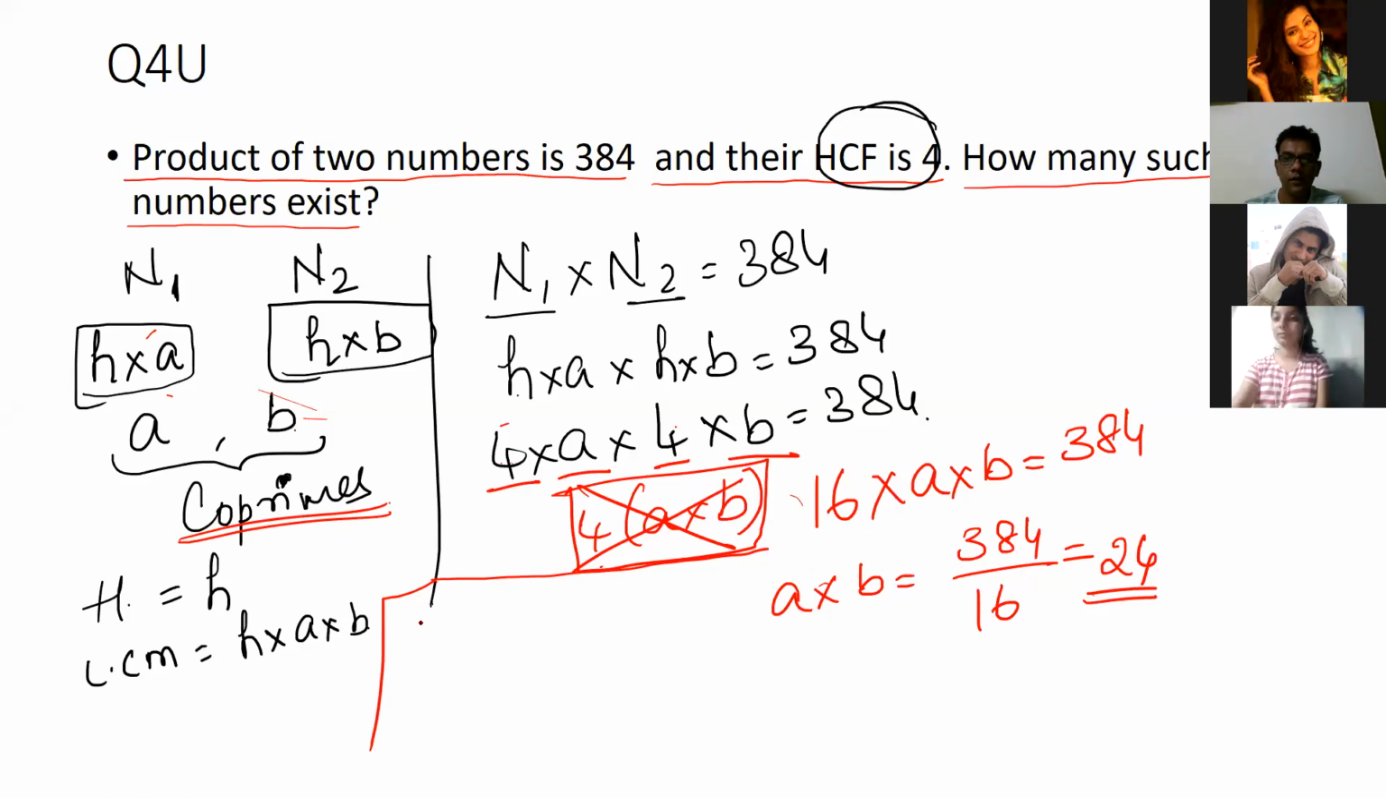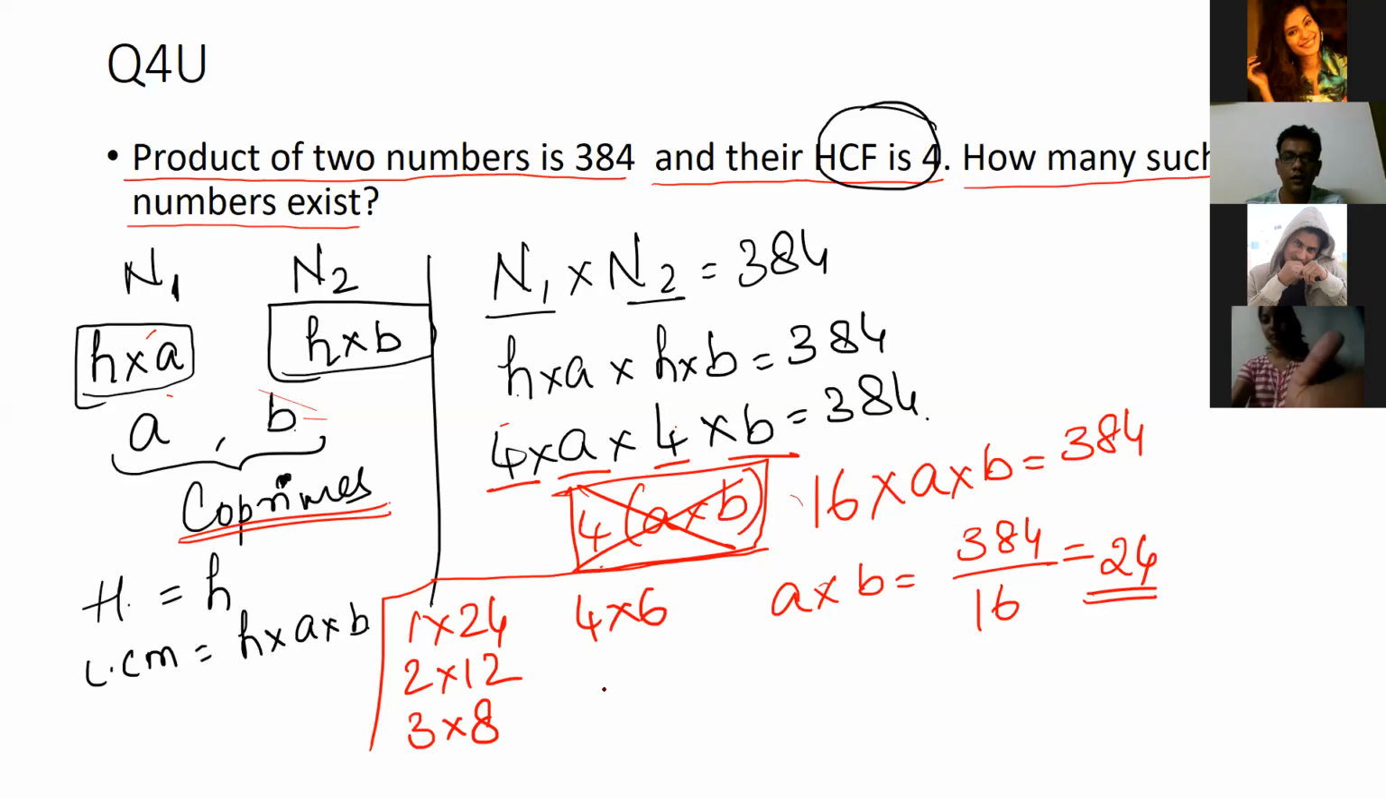So I have 1 into 24, 2 into 12, 3 into 8, 4 into 6, and that's all, right? Because the rest is the reverse of this. Rest of them is going to be 6 into 4, 8 into 3, 12 into 2, and so on. So it's going to be all these 4 options.